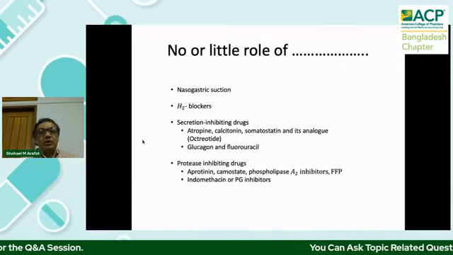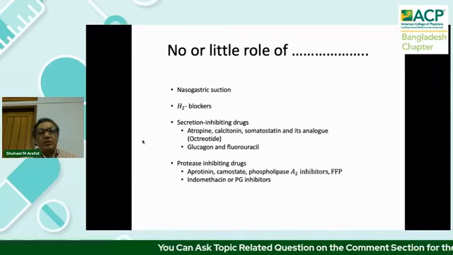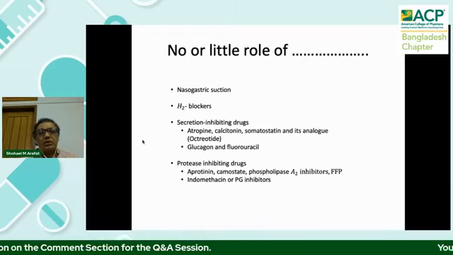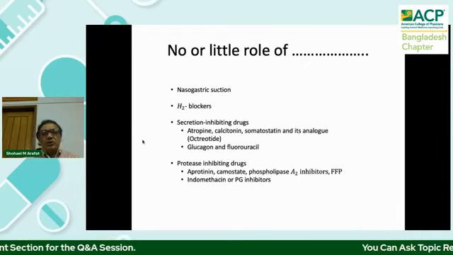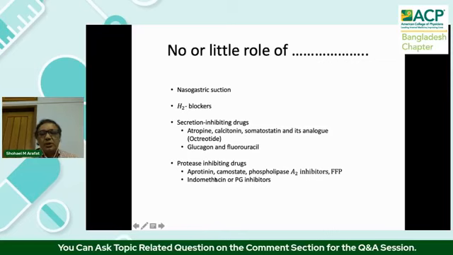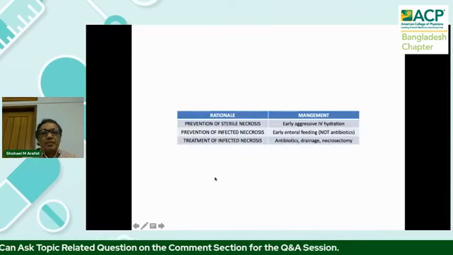There is no role of nasal suction. There is no role of H2 blockers. Sometimes people also practice octreotide, calcitonin, somatostatin analogs, glucagon. These have no role, and that sort of thing should not be practiced in our daily work. But regarding indomethacin, its only role is in case of doing ERCP, as a suppository.